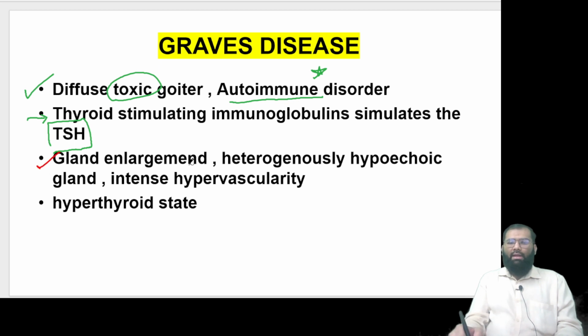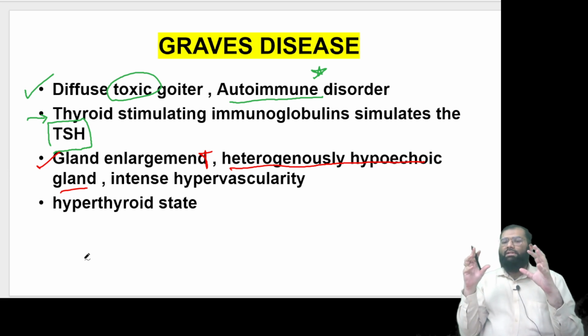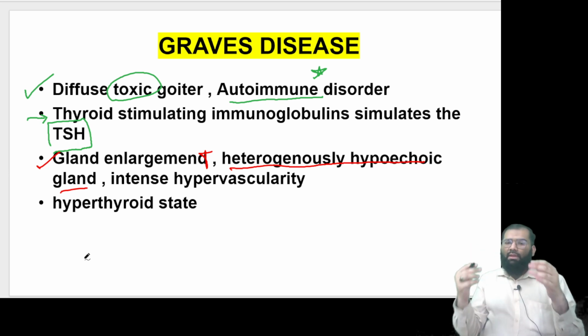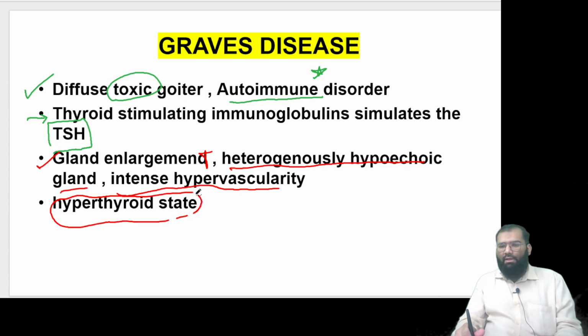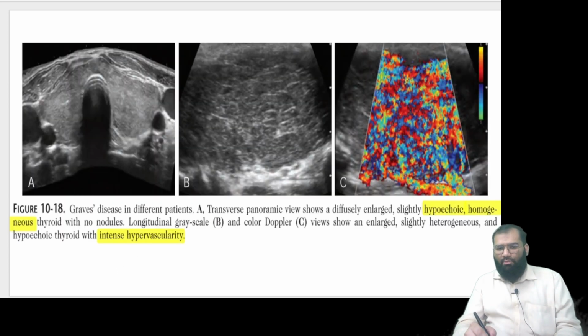They cause enlargement of thyroid gland with heterogeneously hypoechoic gland. Do you remember, this is same like Hashimoto? Even there the gland was enlarged, it becomes heterogeneous. Even there in acute phase the vascularity increased, the vascularity increases here too. But the only difference is that this is a hyperthyroid state. So remember, the imaging picture looks quite similar to that of Hashimoto.